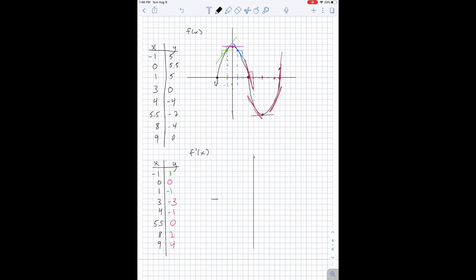So again, what I want you to pull from this is when you're asked to make a chart or graph of the derivative, you are graphing and charting the slopes of the tangent lines. Okay, so I'm going to just plot these points now. We're going to take a look at them. -1, 1, 0, 0, 1, -1, 3, -3, 4, -1, 5.5 is about 0, 6, 7, 8 is about 2, and 4.